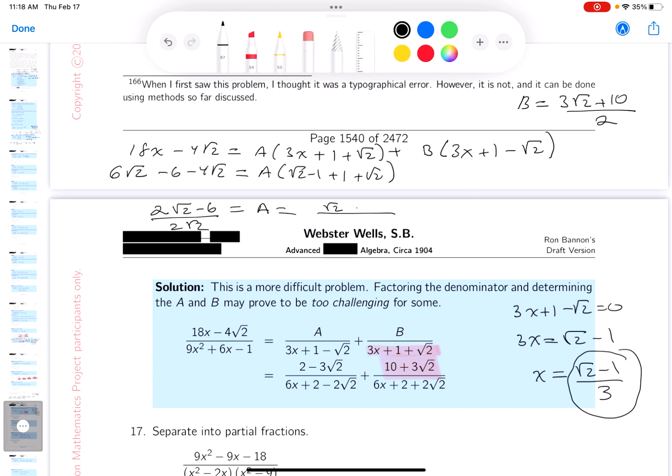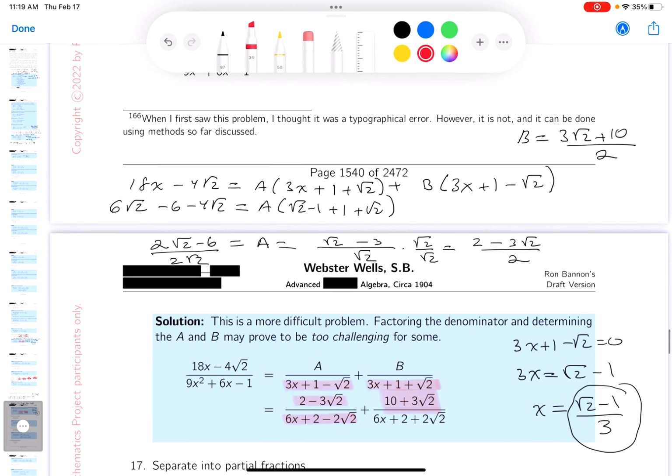You get root 2 minus 3 over root 2. I'm going to rationalize this by multiplying top and bottom by root 2. And what do you get? 2 minus 3 root 2 over 2. And that's what the A is. So I want to make sure I put that down, barring any errors. But I do see the 2 minus 3 root 2 for the A. And the bottom, I multiplied the bottom here by the number 2. And what would you get? 6x, because 2 times 3x, 6x. 2 times 1 is 2, and minus 2 root 2. Things are working out beautifully.